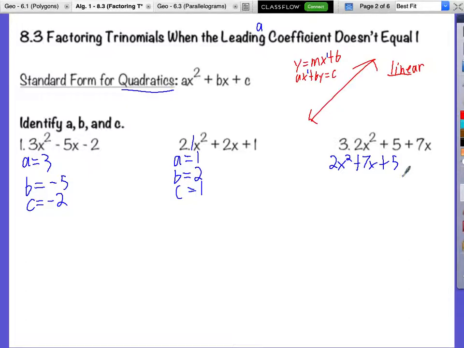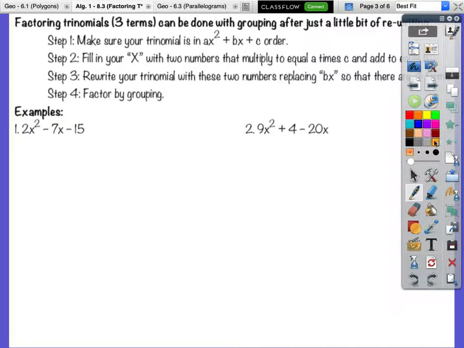Okay, attention back up here. Attention back up here. So A is 2, B is 7, and C is 5. Questions over these of just identifying A, B, and C. We haven't done any true math yet. We're just identifying parts of this. So focus back up here.